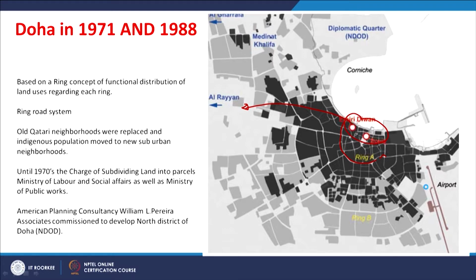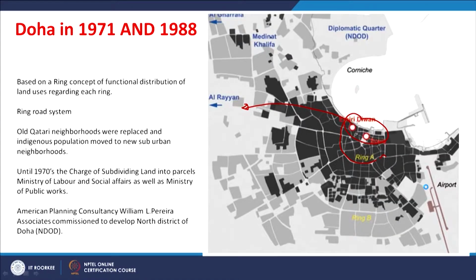Till the 1970s, the land subdivision into parcels was mostly handled by the MMAA and the PWD. But now it is gradually coming under the Ministry of Labour and Social Welfare, as well as the Ministry of Public Works.